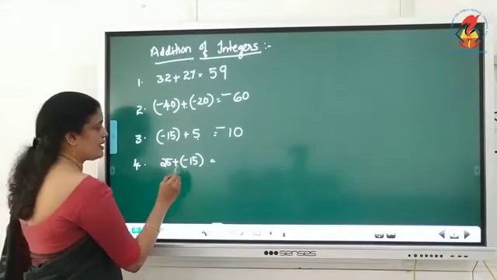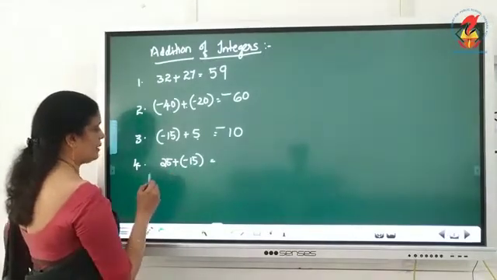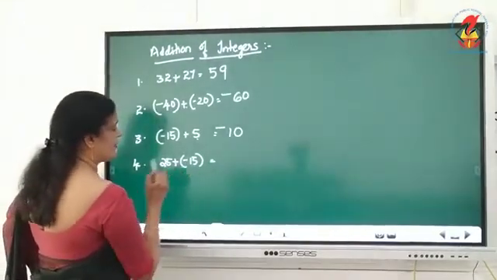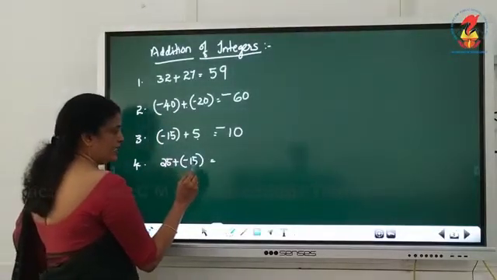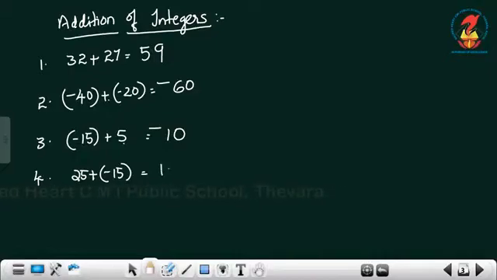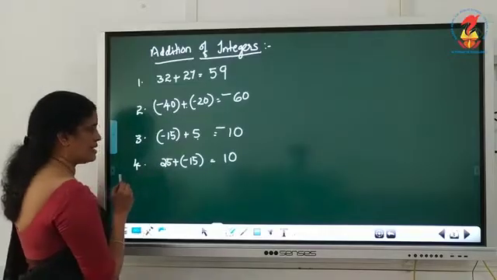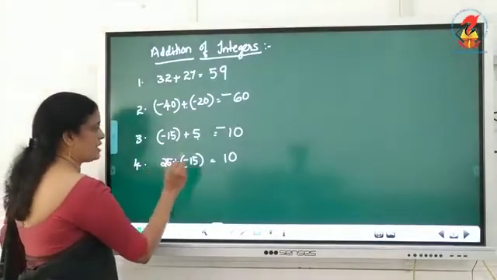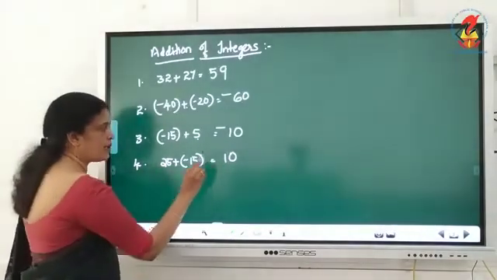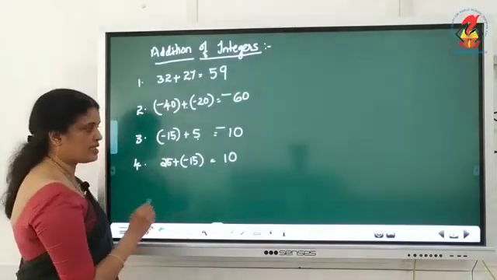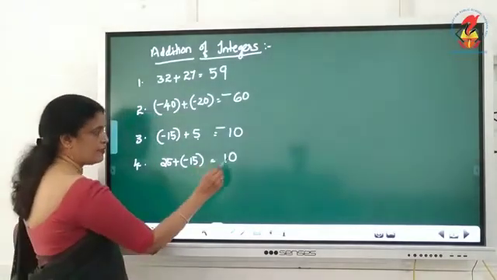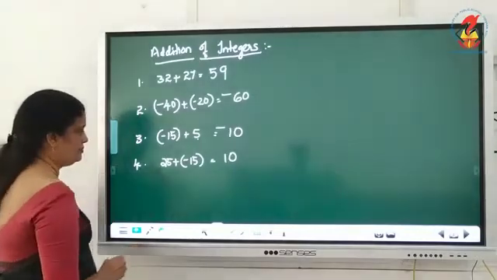Next is 25 plus negative 15. What is the difference between 25 and 15? 25 minus 15 equals 10. This is the greatest number in it. 25 is the greatest number. Its sign is positive. Put the positive sign. No need to write the positive sign. 10 has a positive sign. 10 represents a positive integer.